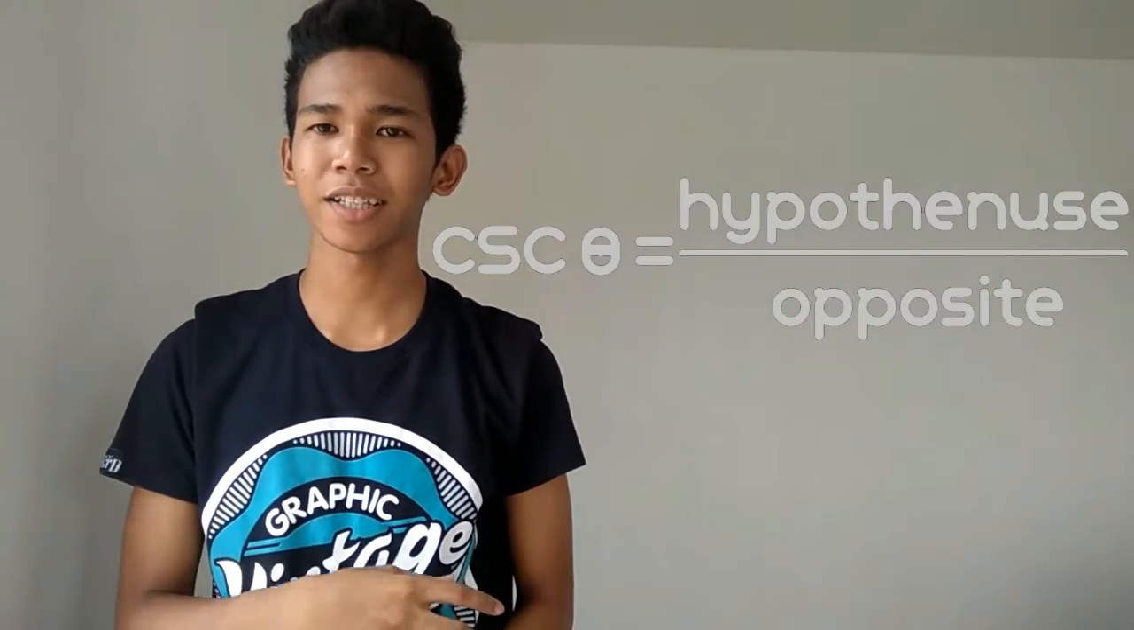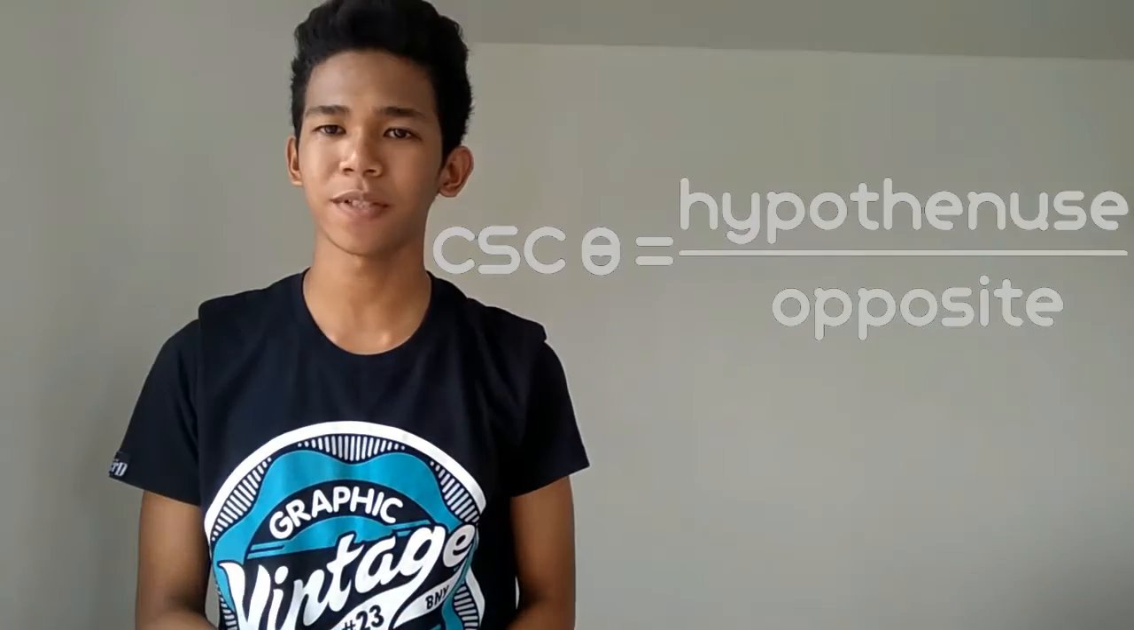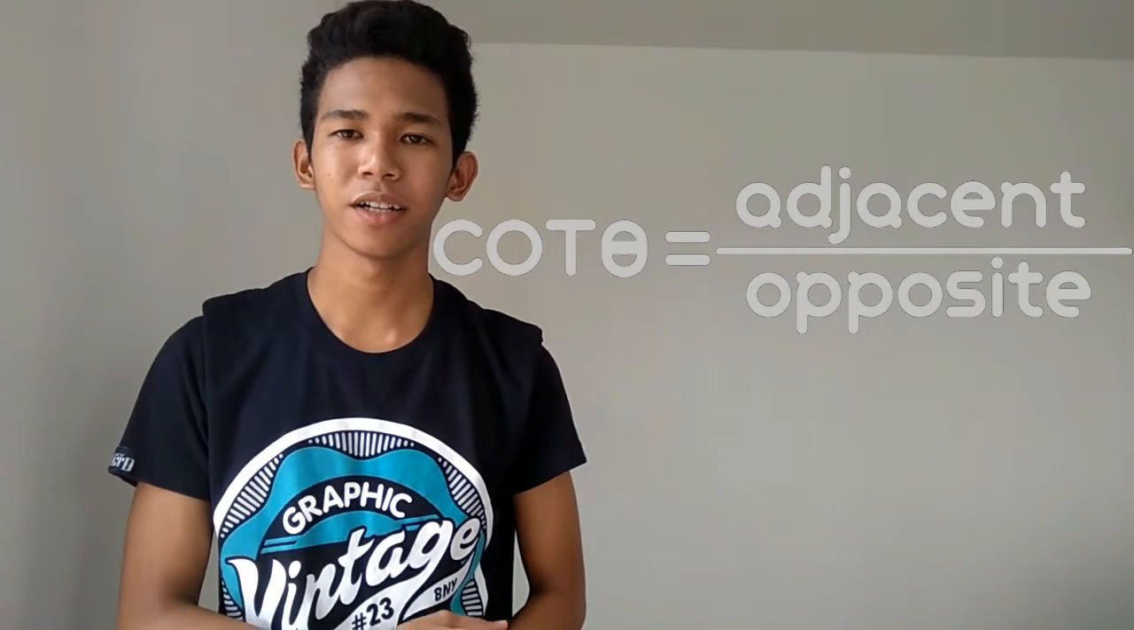Then CHO, cosecant, hypotenuse over opposite. Then SHA, secant, hypotenuse over adjacent. Then KOA, cotangent, adjacent over opposite. So without further ado, let's do some examples.